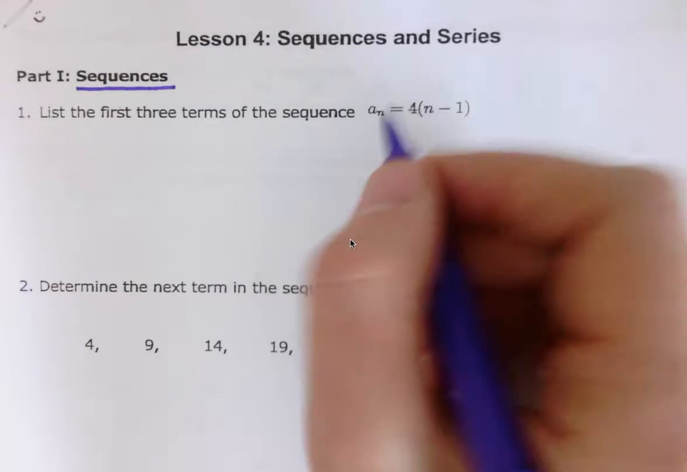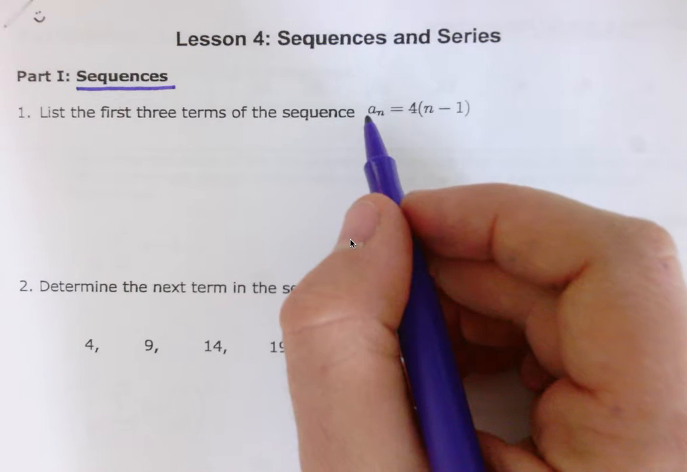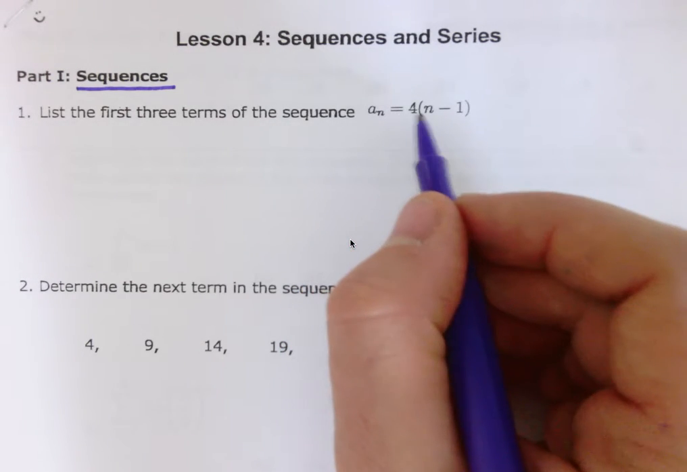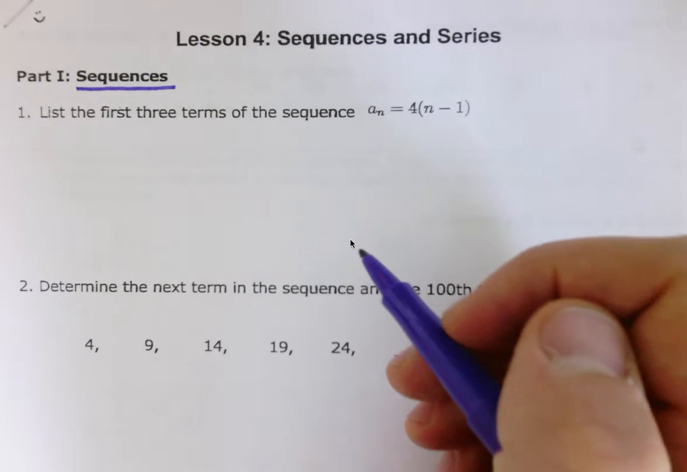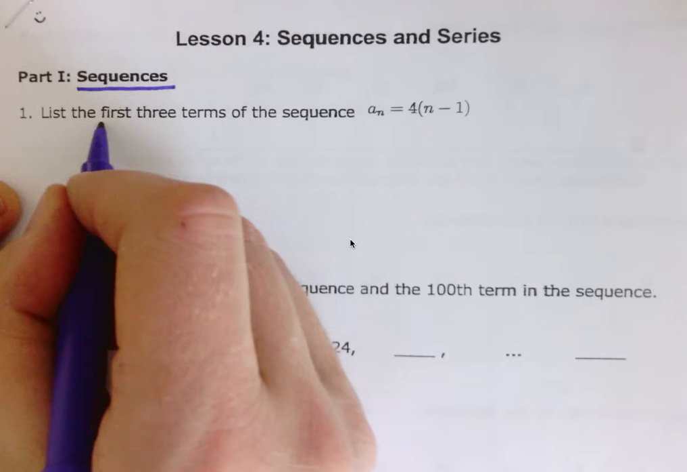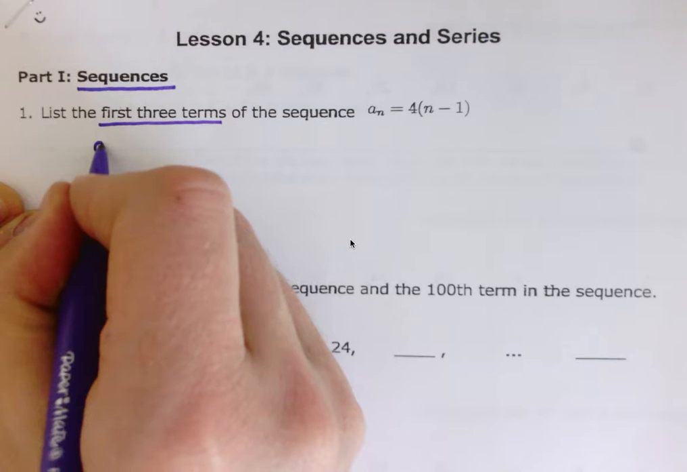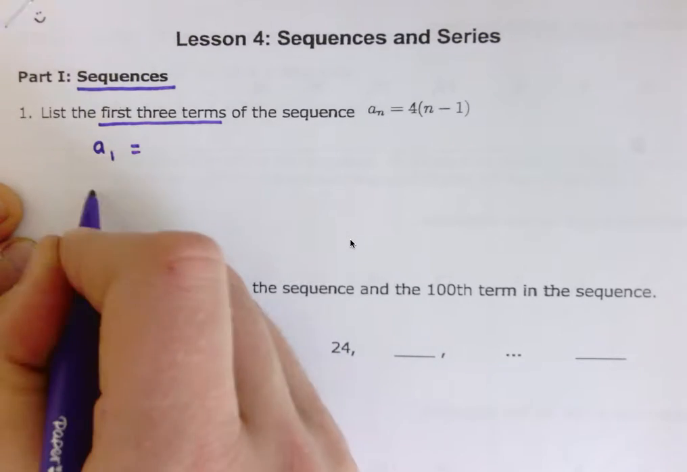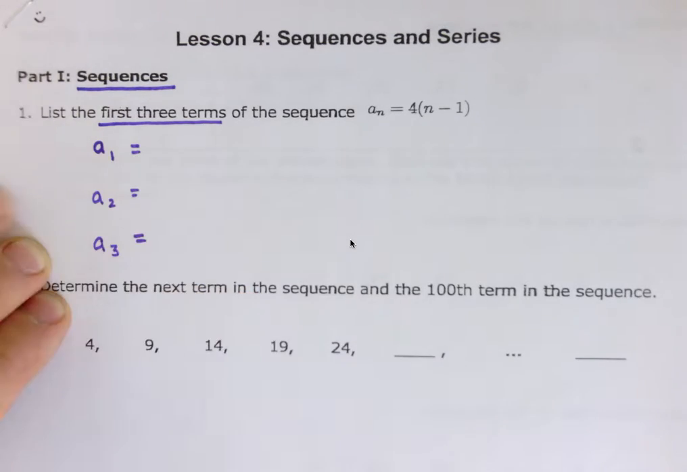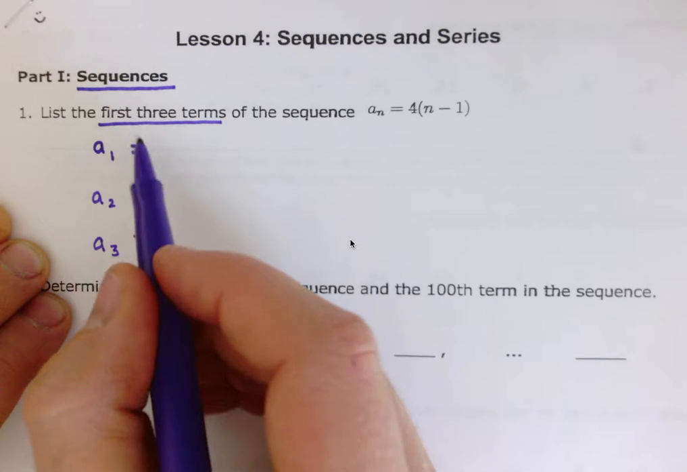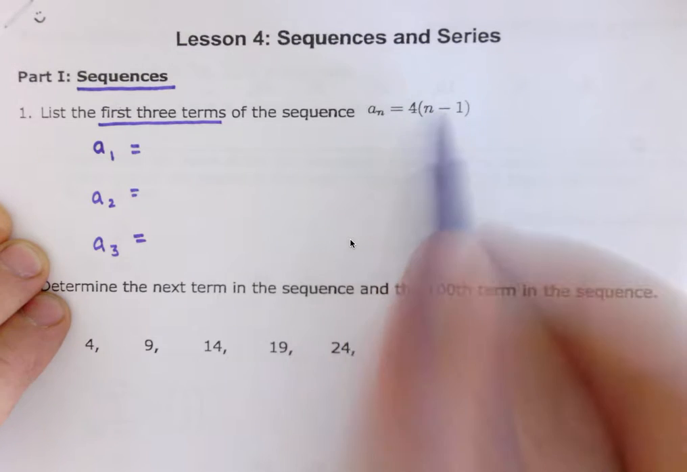A sequence is a series of numbers that is determined by some sort of rule. For instance, a sub n equals 4 times n minus 1 would be an example of one of these rules, where n is the number of the term. So the problem asks us to list the first 3 terms in the sequence. We would call those terms a1, a2, and of course a3. And to determine the value of those terms, we would input 1, 2, and 3 in for n on the right side of this statement.